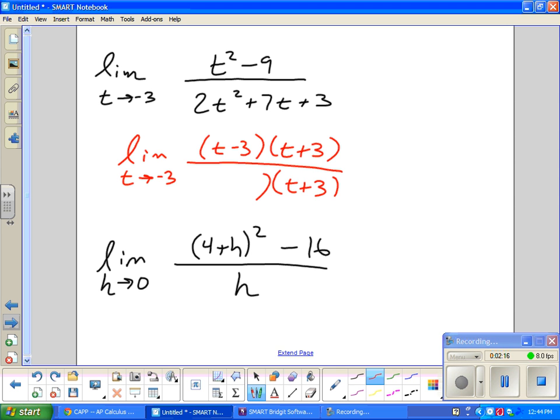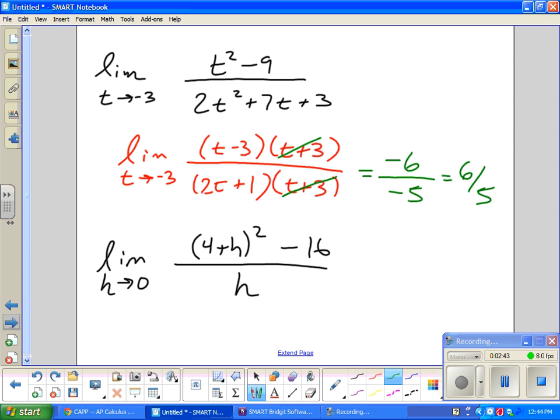So I'm going to take a guess that it's a factor. 2t and t make 2t squared, 3 and 1, plus 1 and 3 makes 3, 1t and 6t makes 7t. So that is correct. And again, our limit laws allow us to cancel this. And now if I substitute negative 3, I get negative 6 over negative 6 plus 1, negative 5, for an answer of 6/5.